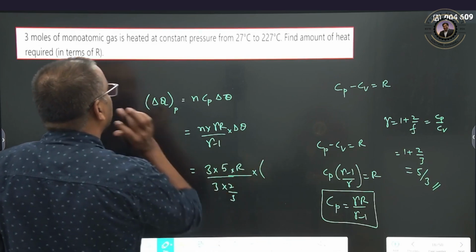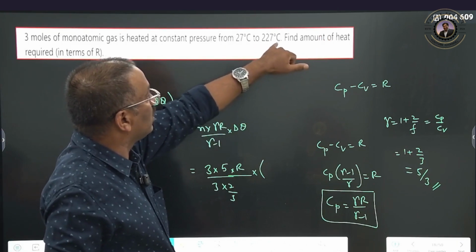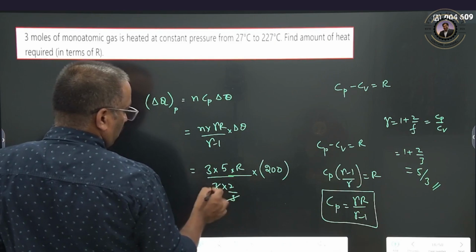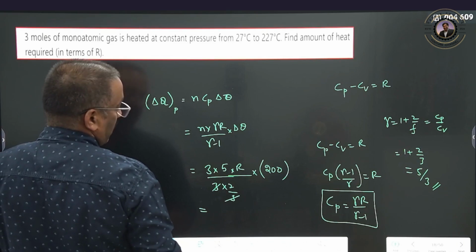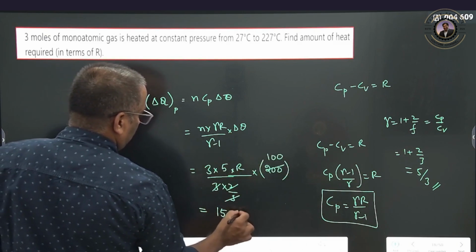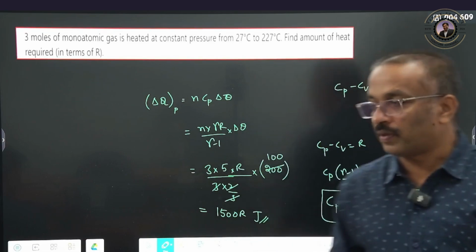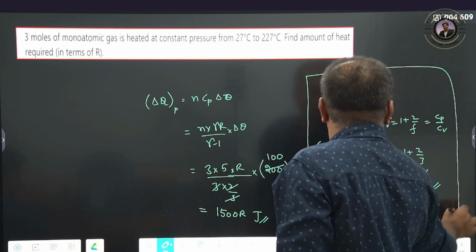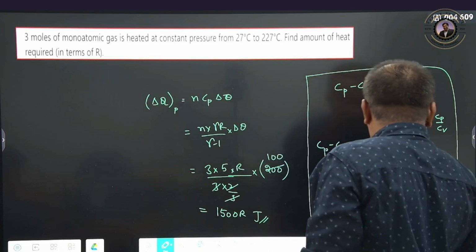into delta theta, which is nothing but the change in temperature. The change in temperature in Celsius and in Kelvin are both the same. 227 minus 27 is nothing but 200 Kelvin. So this will get cancelled out. So here you can write 100, so 15, therefore 1500 R joules. Clear? So be careful, these concepts of specific heats are frequently asked in the examination, check it. Clear? Right, now let us go for one more question.